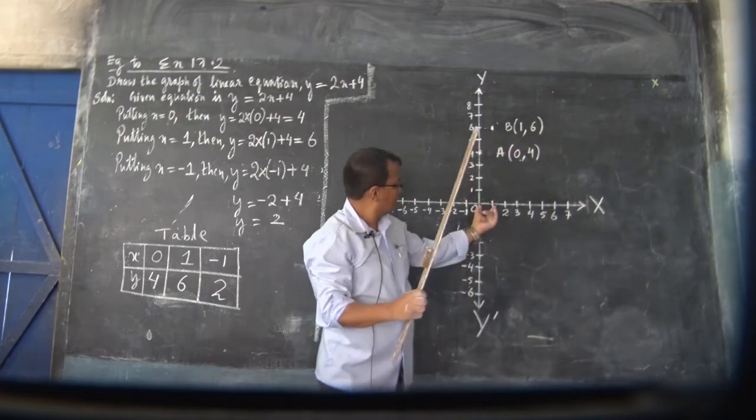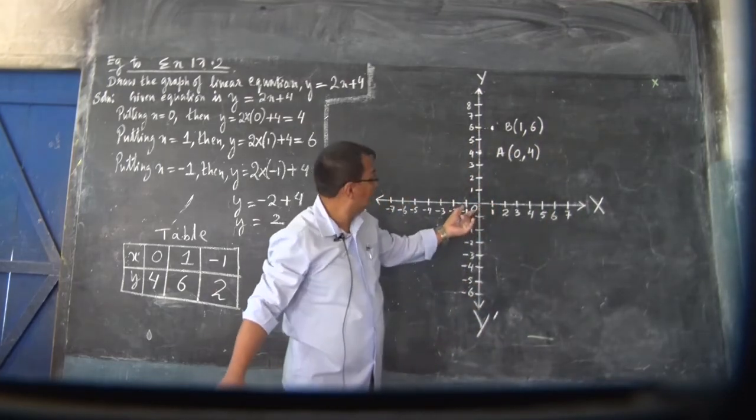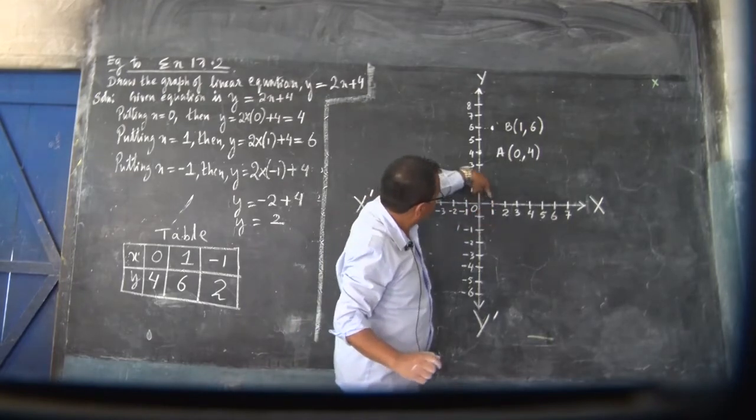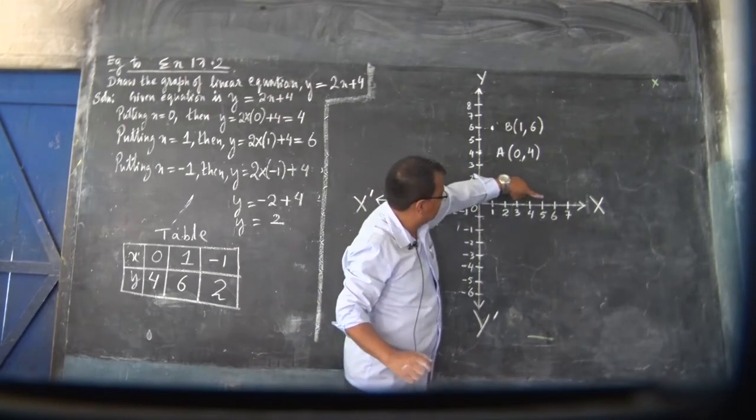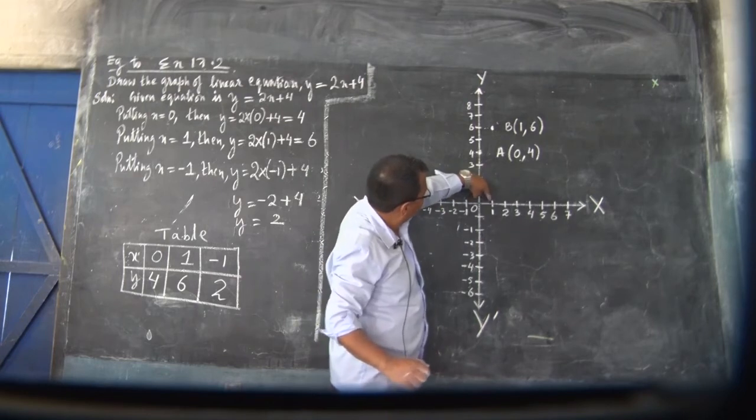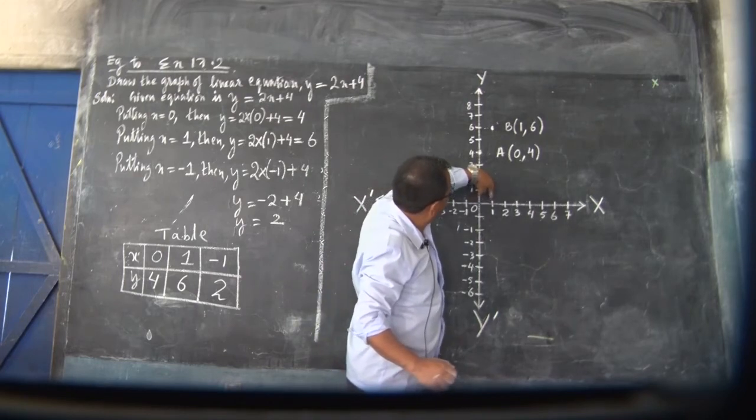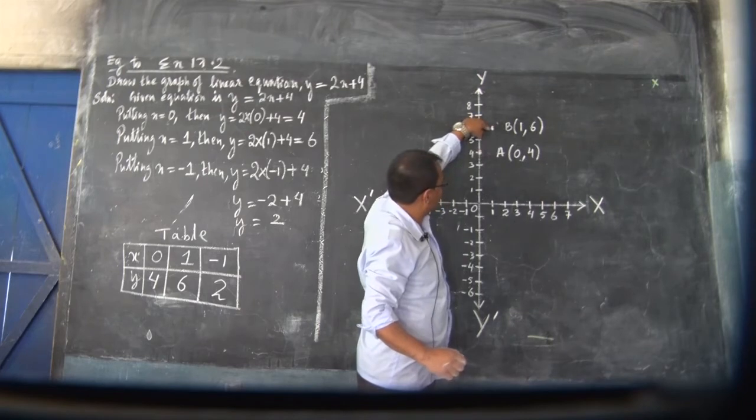From here, we will climb up and get the 6 point from the y-axis.